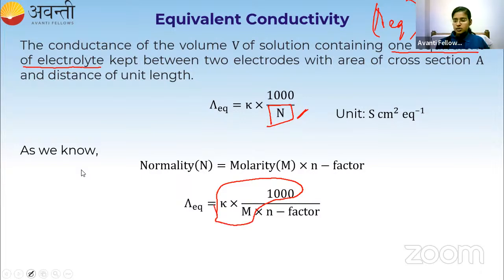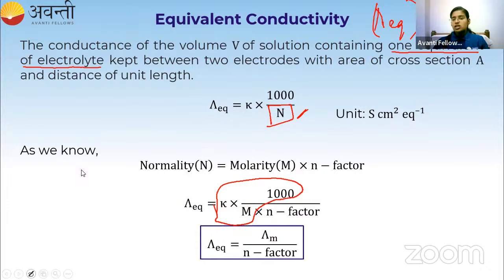Can anyone give me that something in the chat box? What is kappa into 1000 by M equal to? What term or formula is it? Very good, Bhagat. It is lambda M. Kappa into 1000 by M is nothing but the molar conductivity, which we have seen. So instead of writing those three terms, kappa into 1000 by M, you can put lambda M in the numerator, divided by the n factor, which is there in the formula already. So this is the relation between equivalent conductivity and molar conductivity.